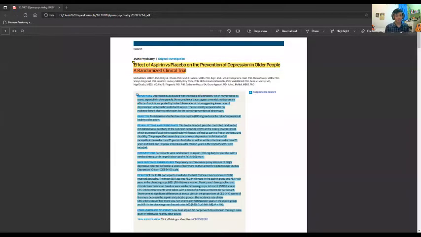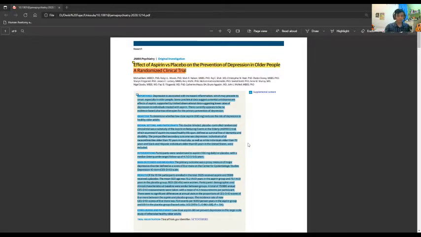So let's go ahead to the example of the CONSORT. Allow me to share screen first. Okay, this is an example of a randomized trial article. CONSORT is divided into sections, and each section has items. We call it the item number.